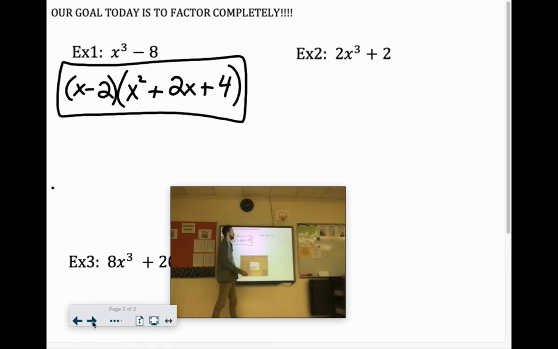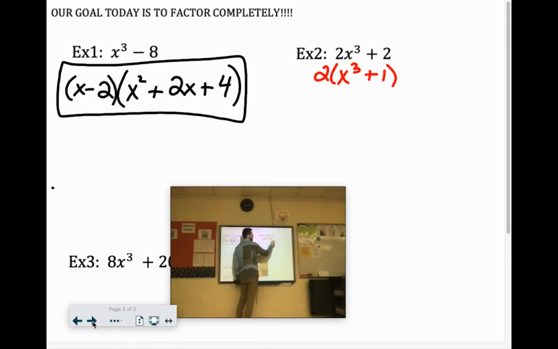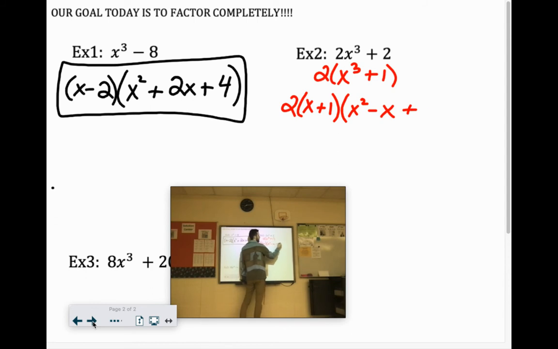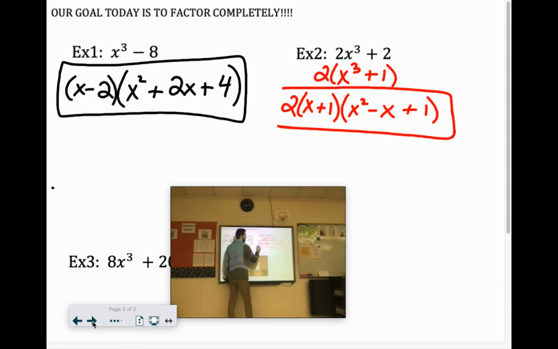Greatest common factor here is a 2, which would leave us with x cubed plus 1. Can you cube root both of those? You bet. Cube root of x cubed is x, cube root of 1 is 1. So we'd have x plus 1, square the first term, x squared, change the sign, multiply them together, 1x, and then square that last term. No factors of 1 or 1 apart. So that would be our final answer there.